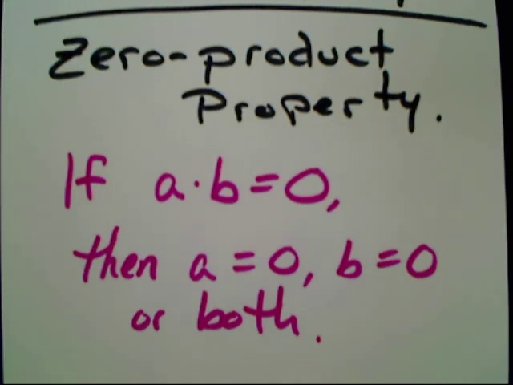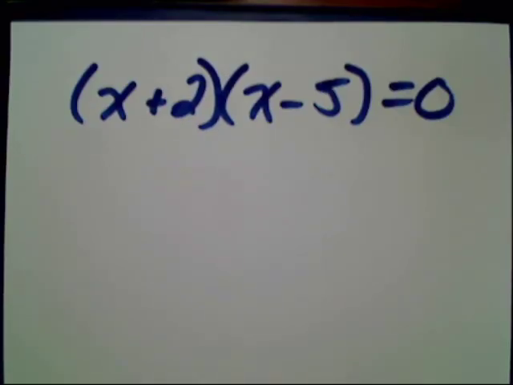Let's see this with ugly variables. Say I have a problem like this. x plus 2 times the quantity x minus 5 is equal to 0.